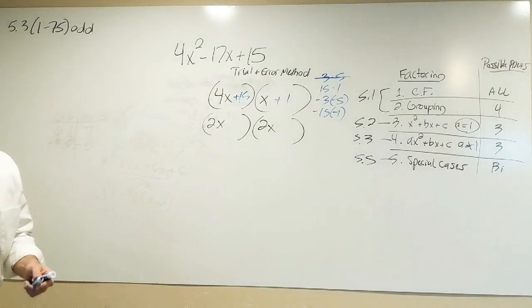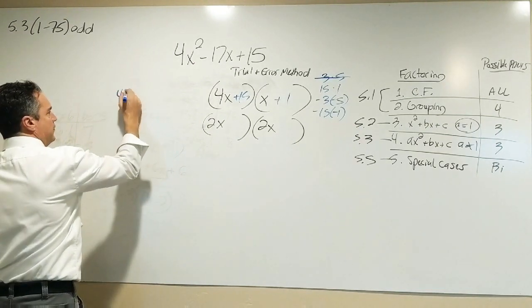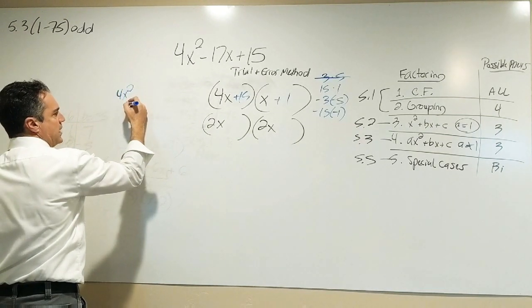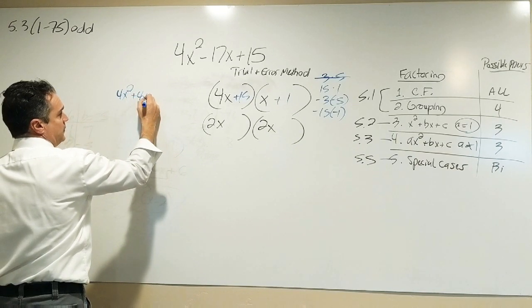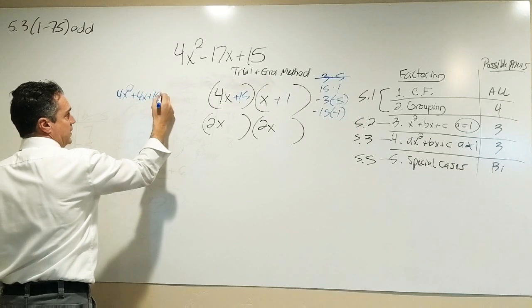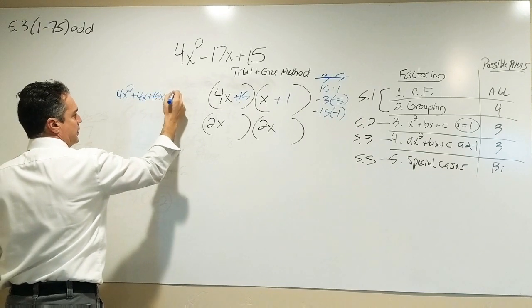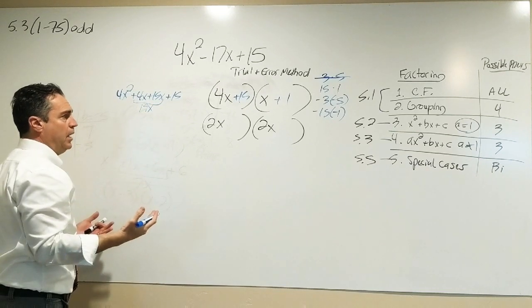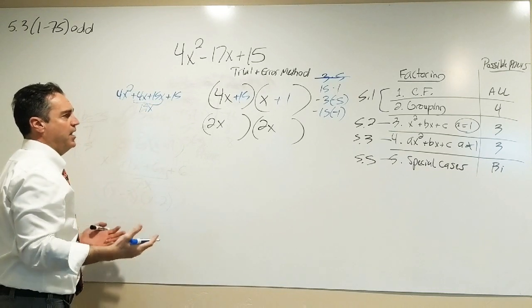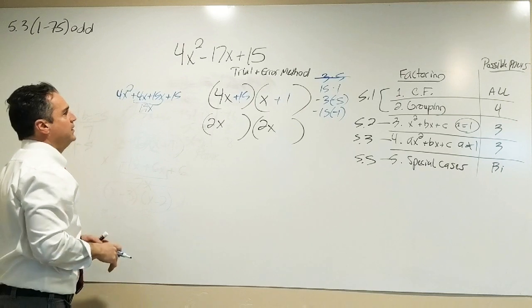So 4x times x, everybody. Yeah, indeed, it makes 4x squared. And 4x times 1 makes plus 4x. And 15 times x makes plus 15x. And 15 times 1 makes plus 15. These two combined, they make 19x. Does this work? No, it doesn't work again. Okay, so it doesn't work on this one.